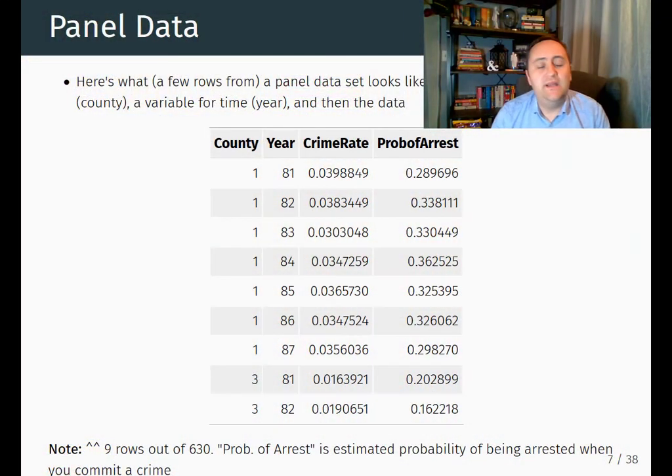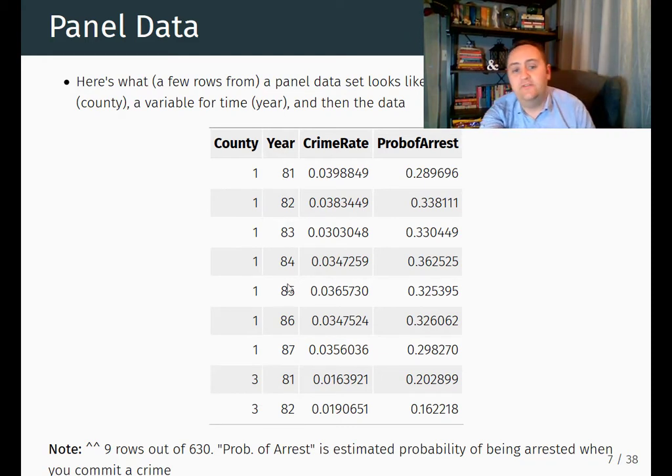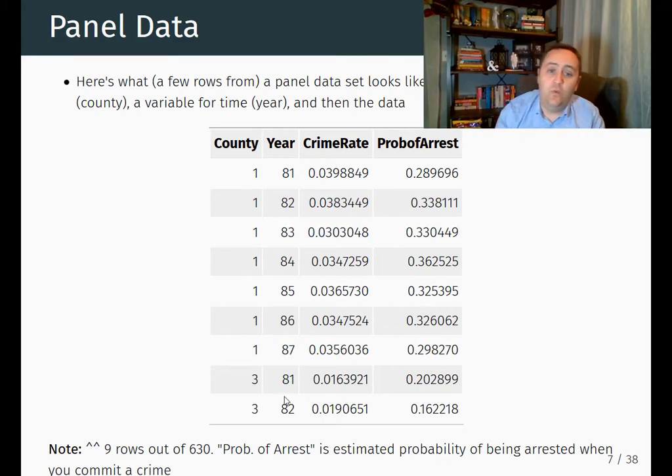This is what's called panel data. Here's an example of what some panel data looks like. This is some data from a crime data set. It's got different counties in it. So here's county 1, here's county 3. It covers these counties over different years, 1981, 82, 83, 84, all the way up to 87. And then we start over again with a different county in 81. We have different crime rates and probabilities of arrest in these different counties. And these are just the first few rows from this data set. Of course, it goes on to contain many more counties.